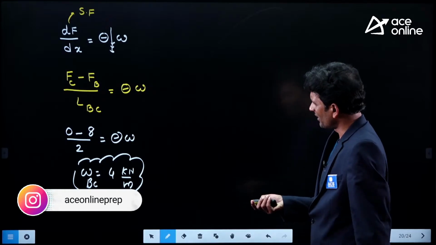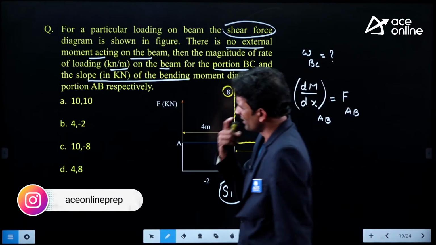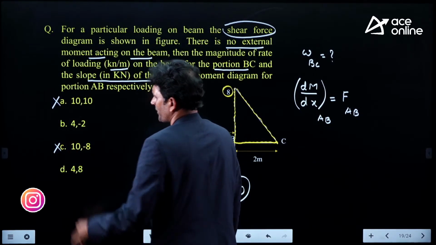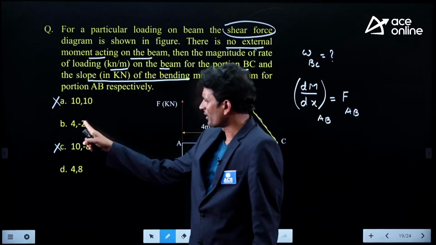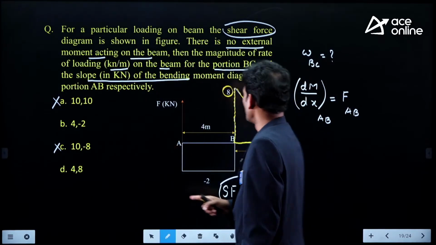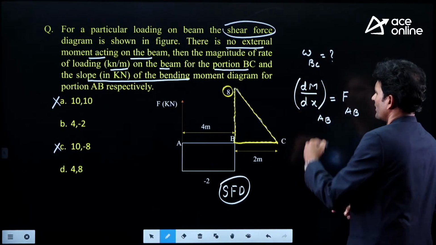So just to identify the relations first, here there is no 4, so eliminate this one. Here there is no 4, so eliminate these options. Now either option B or option D is correct. To get the correct option, what do we require next? This condition, my dear friend.